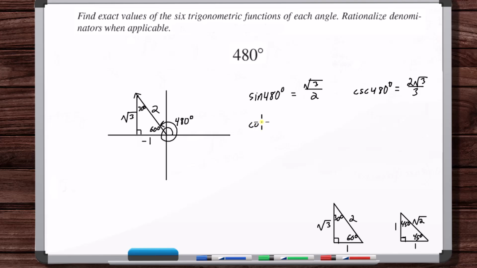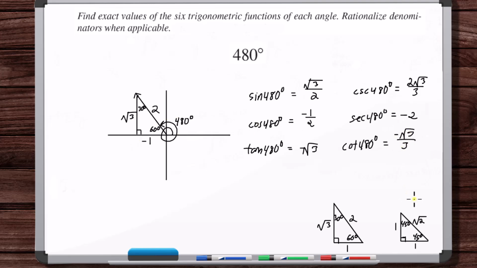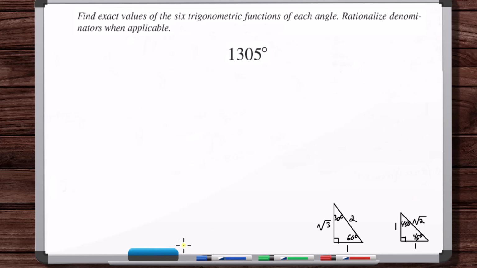Okay, cosine of 480 is adjacent over hypotenuse. So secant of 480 is minus 2. Tangent of 480 is opposite over adjacent. Cotangent of 480 is minus 1 over root 3, so that's minus root 3 over 3. Okay, 1305.